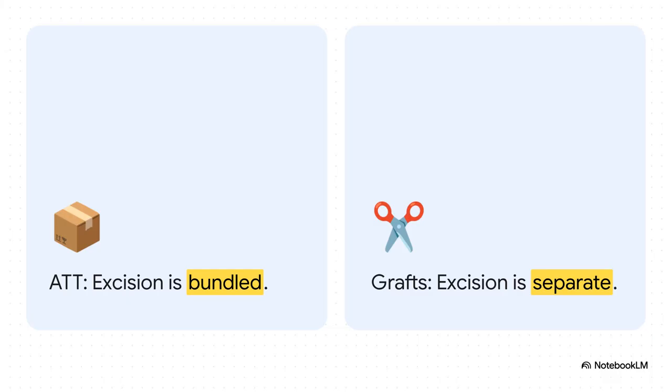Now let's contrast that with free skin grafts, your split thickness or full thickness grafts. With these free skin grafts, the excision of the lesion actually is coded separately from the graft itself. So, to recap, adjacent transfers, bundled. Free skin grafts, separate. I promise you, knowing this distinction is going to save you major headaches on exam day.